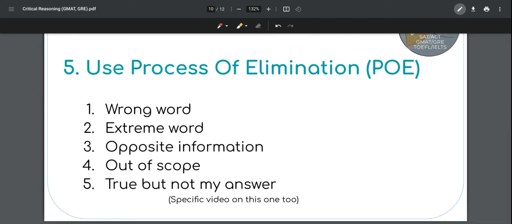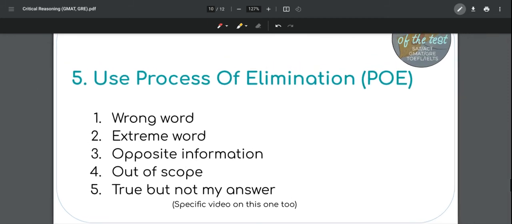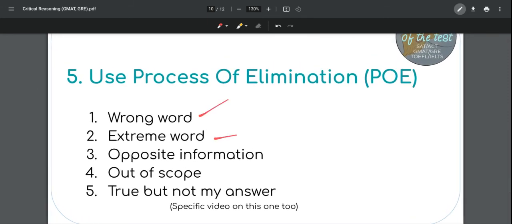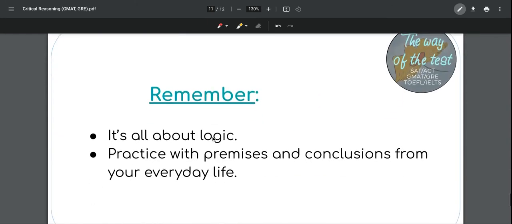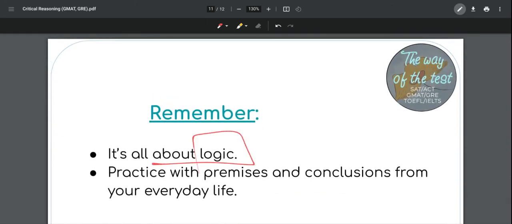So basically, typical mistakes for alternatives are the wrong word, extreme word, opposite information, out of scope, or true but not my answer. Again, I have a specific video of how to apply process of elimination. Okay, finally, remember that it's all about logic. It's not about hunches. It's not about what you think is the best thing or what you like the most or what agrees with you. It's about how to apply the rules of logic, and every single conclusion has to logically follow from the premises.